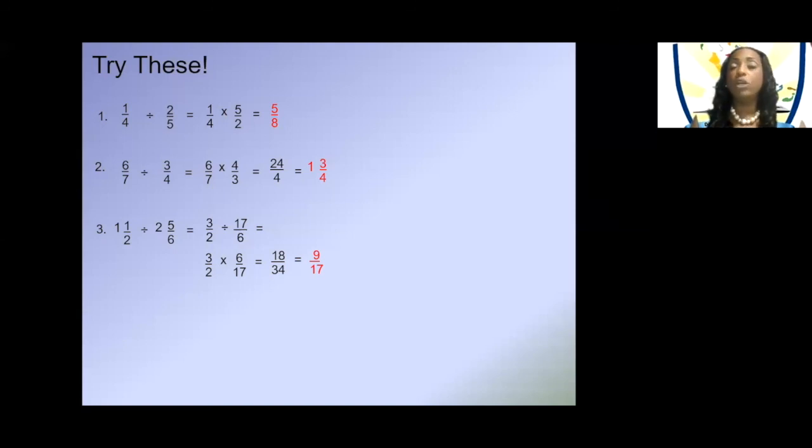Good. Then you want to apply the rules of multiplying fractions. So we have 3 times 6 being 18, 2 times 17, 34. Ask yourself, am I done here? Can that be simplified? Yes, it can be. Again, you want to find a number that divides equally into both numerator and denominator. In this case, it's 2. 2 can go into 18 9 times, and 2 can go into 34 17 times.